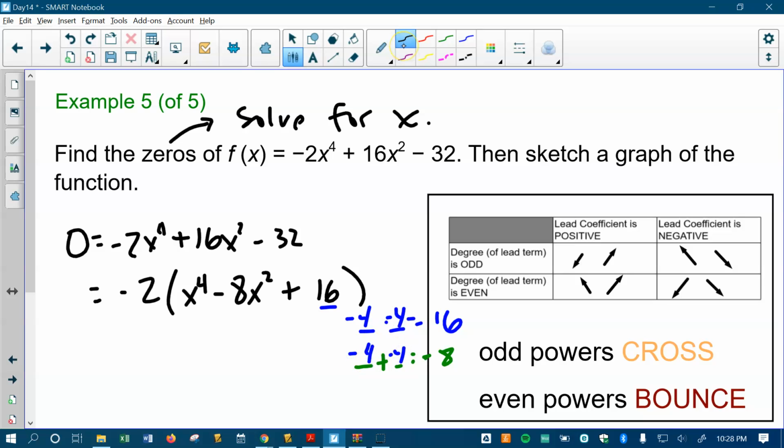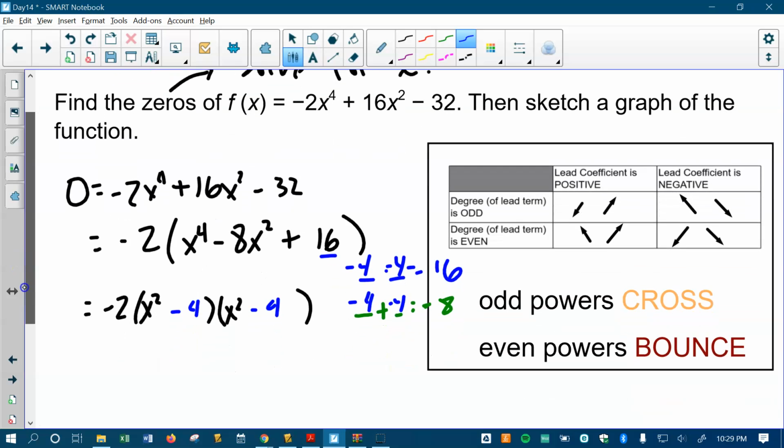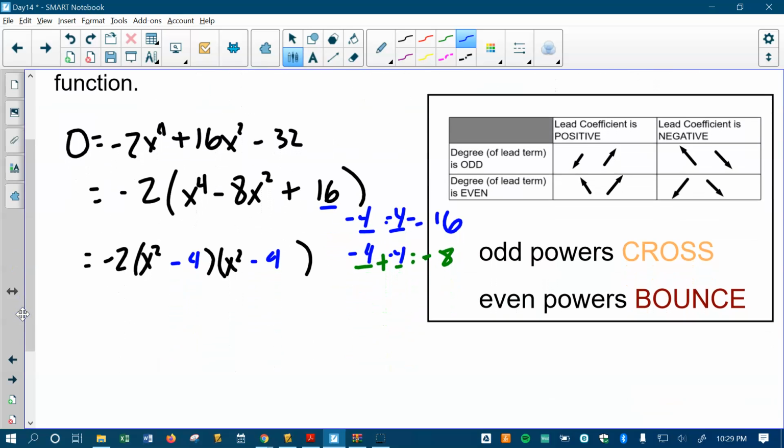Okay, so I can keep going here, and I can say negative 2 here. I'll just break this part up. It's going to be x squared and x squared to get x to the fourth. So we basically break up that fourth power in half, so x squared and x squared. And then I have a minus 4 and a minus 4. All right. Now, these are actually a difference of two squares. I could actually factor these even more, and I'm going to.